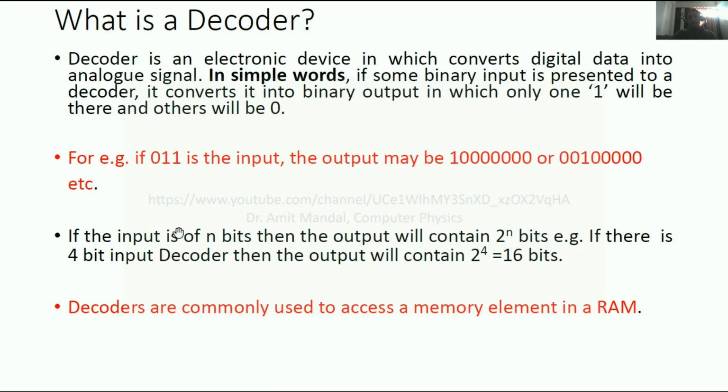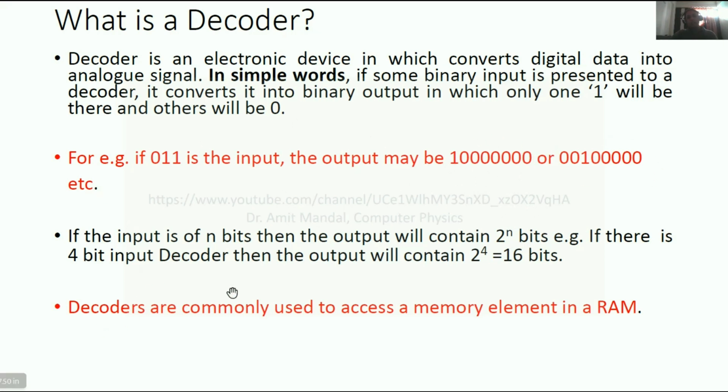Similarly, if the input of a decoder has n bits, then the output will contain 2 to the power n bits. In case a 4-bit input is given to the decoder, then n is 4, and in the output there will be 16 bits. In this example also you can see there are 3 bits of input, so the output will have 2 to the power 3, 8 bits. This is the reason that I am showing you an 8-bit output.